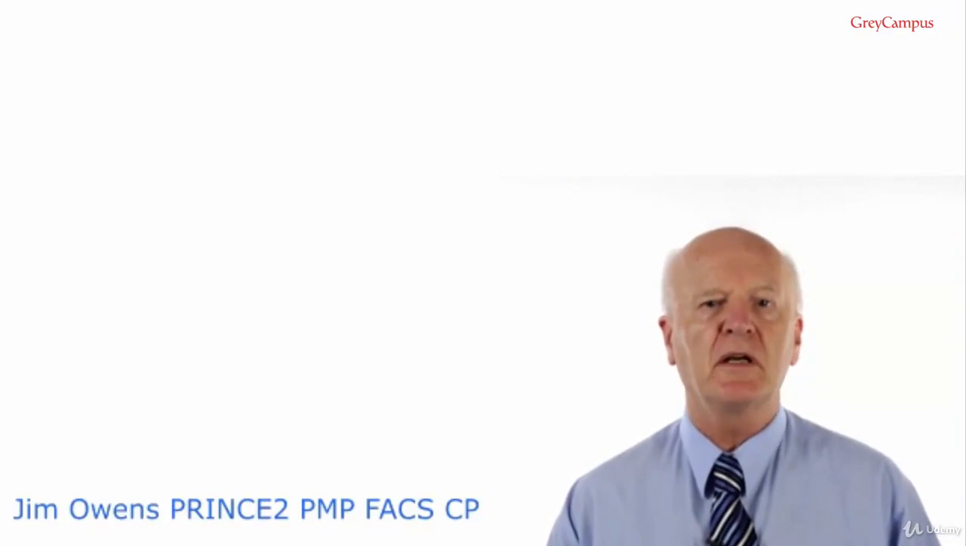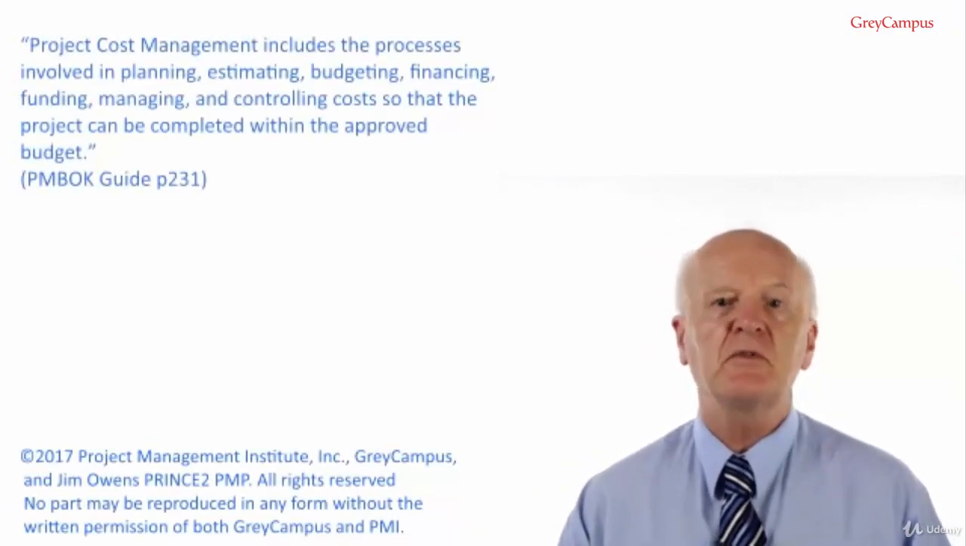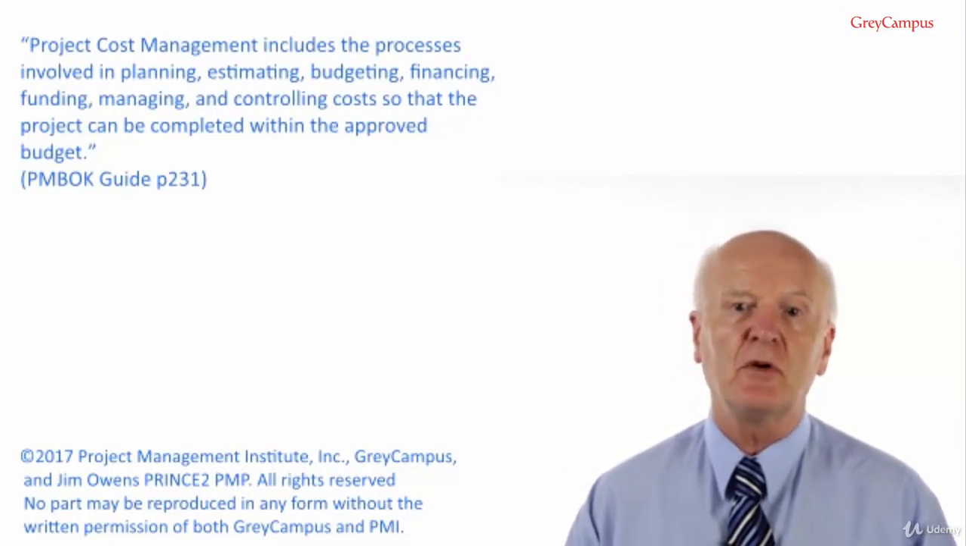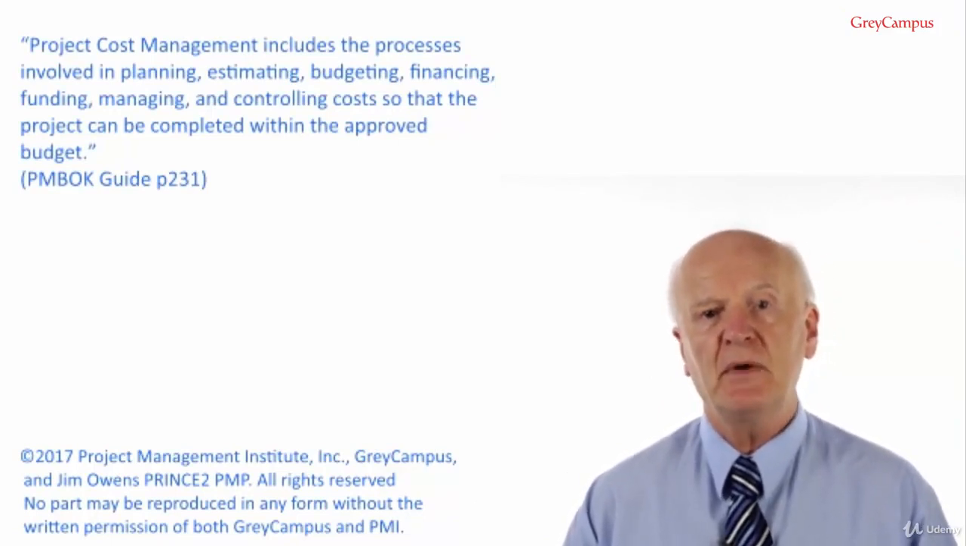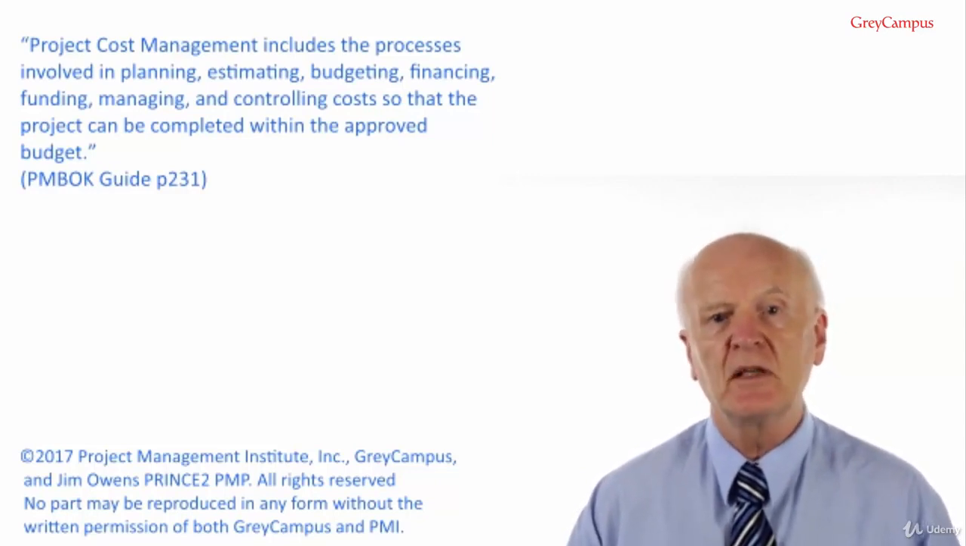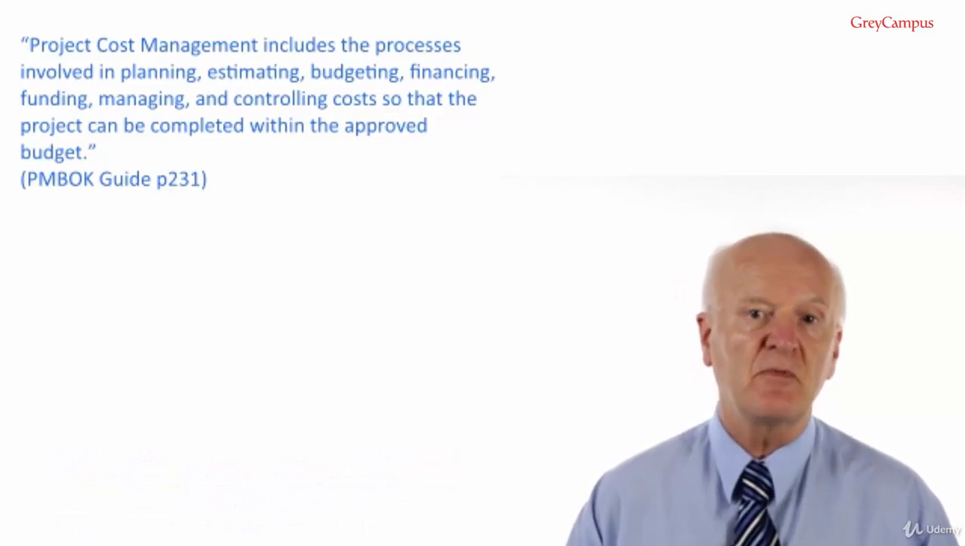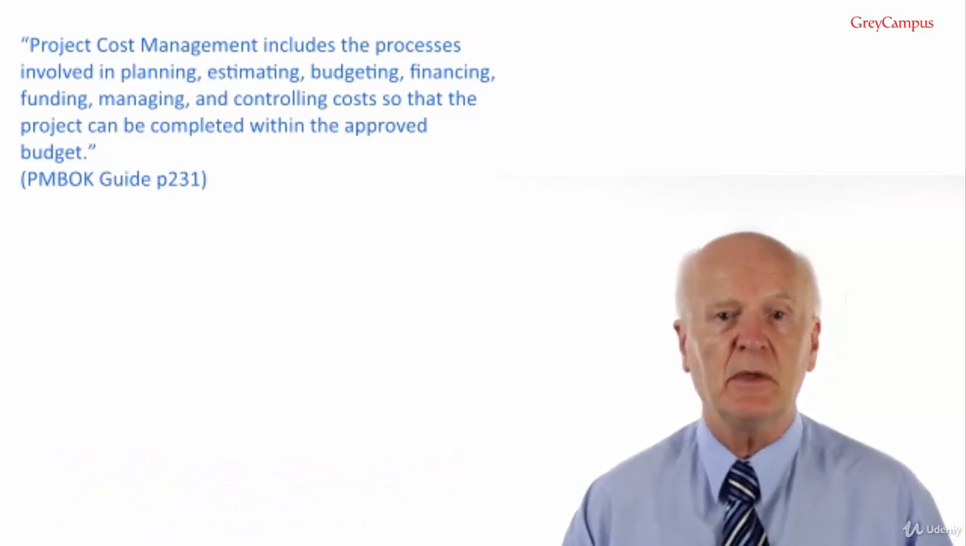Module 7 Project Cost Management. Module Overview. Project cost management includes the processes involved in planning, estimating, budgeting, financing, funding, managing and controlling costs so that the project can be completed within the approved budget. That's from PMBOK Guide, page 331.